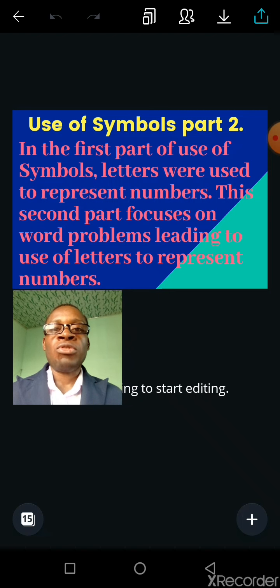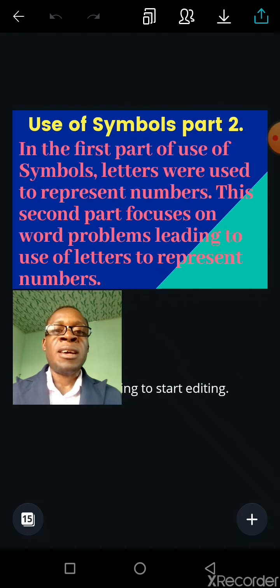The topic we are considering today is use of symbols part 2. In the first part of use of symbols, letters were used to represent numbers. This second part focuses on word problems leading to use of letters to represent numbers.